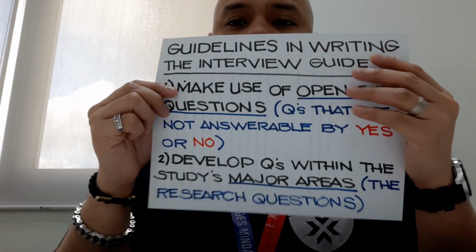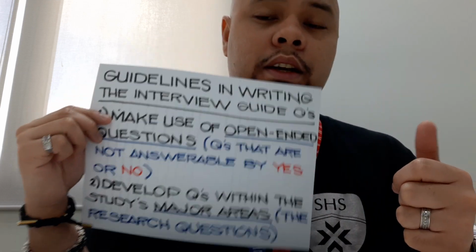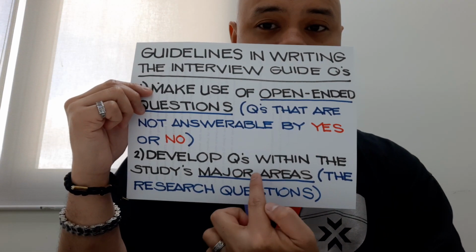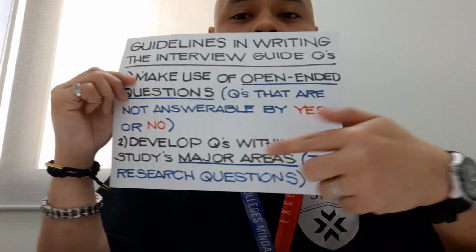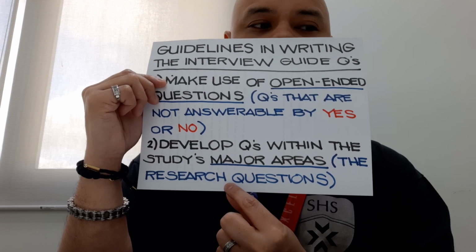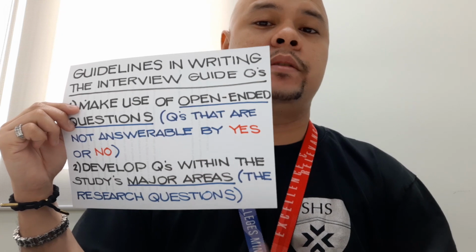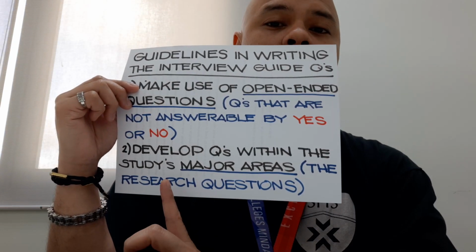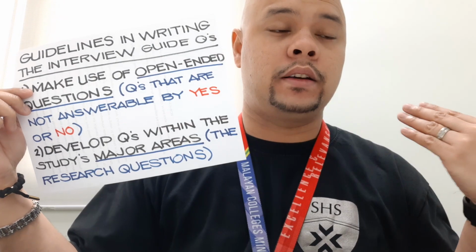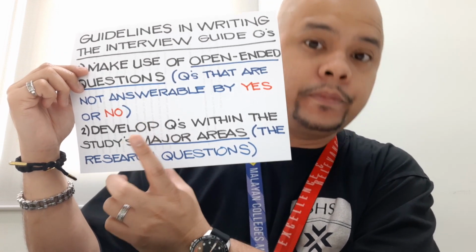Next, develop questions within the study's major areas. So you can see I underlined major areas. Now, what are these major areas? Your research questions. Now, as I said, I will be explaining the relationship later on. But my suggestion is already surfacing right here, that you have to develop the questions within the major areas of your research.